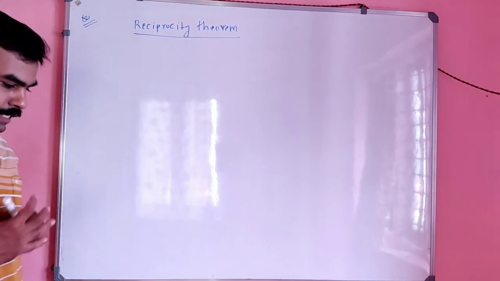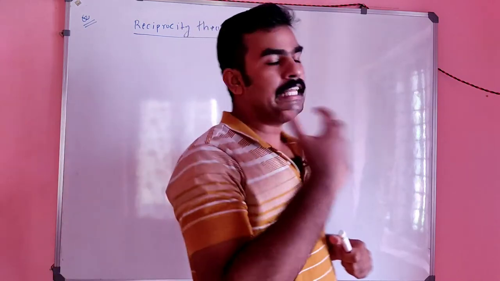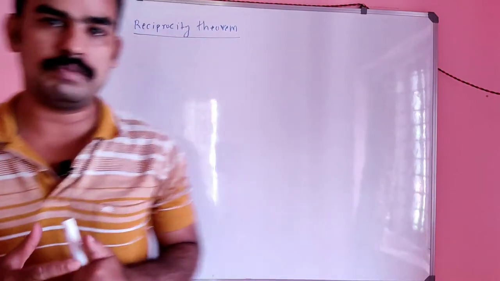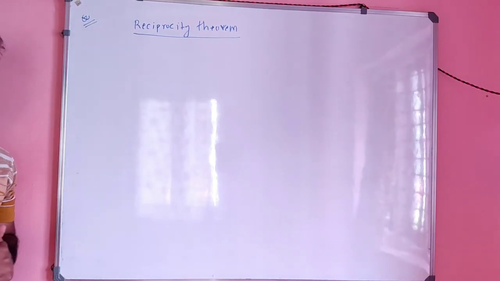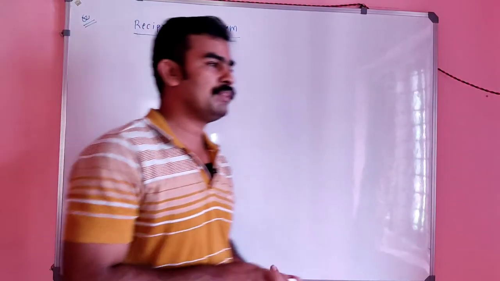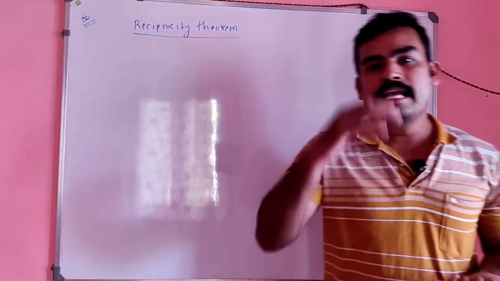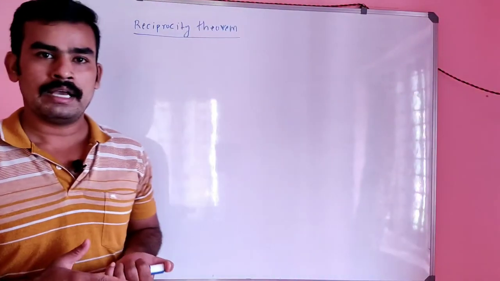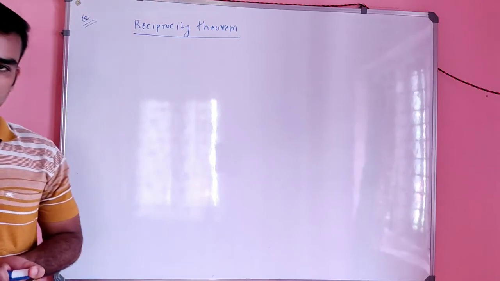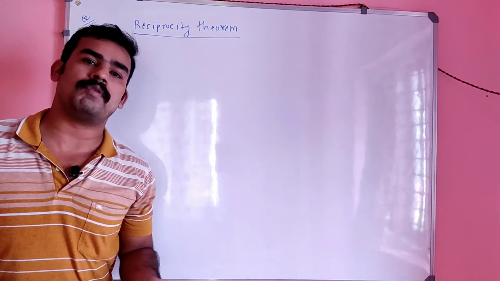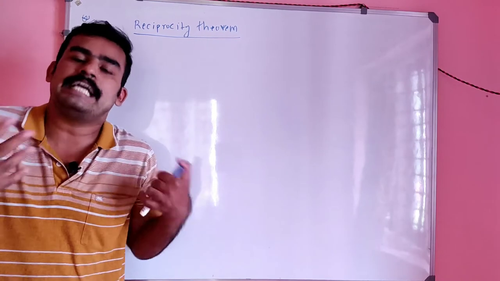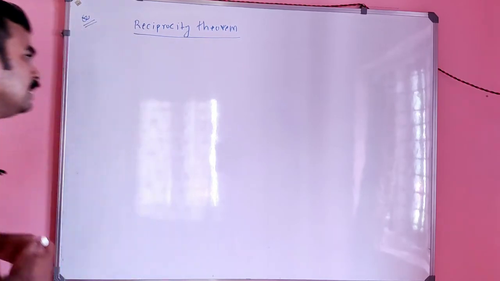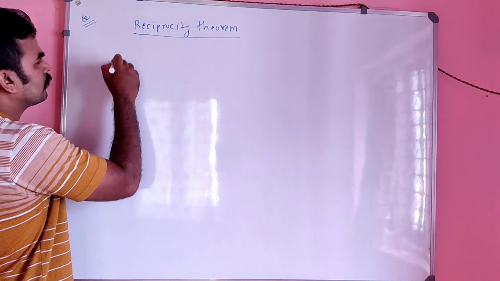Reciprocity theorem states that in any network containing a single active element or single source, very important this condition, a single source network, the ratio of source to response, or excitation to response, will always be constant. Okay, let's take an example.